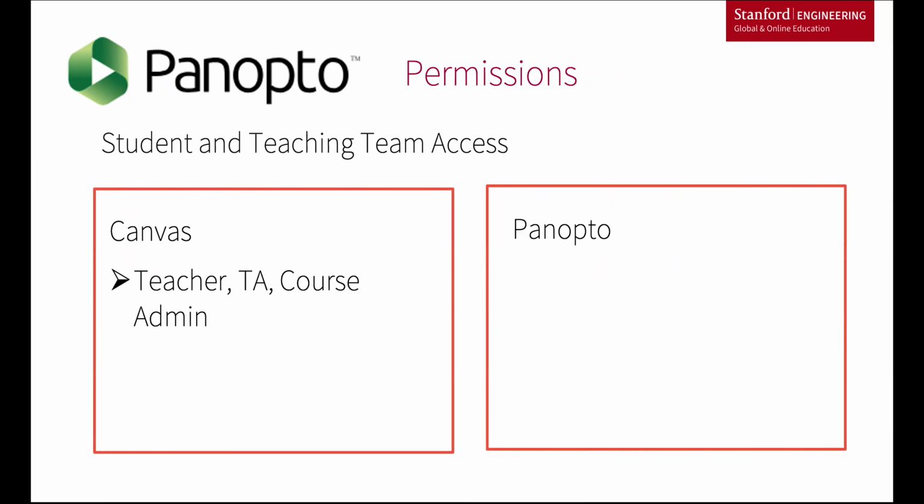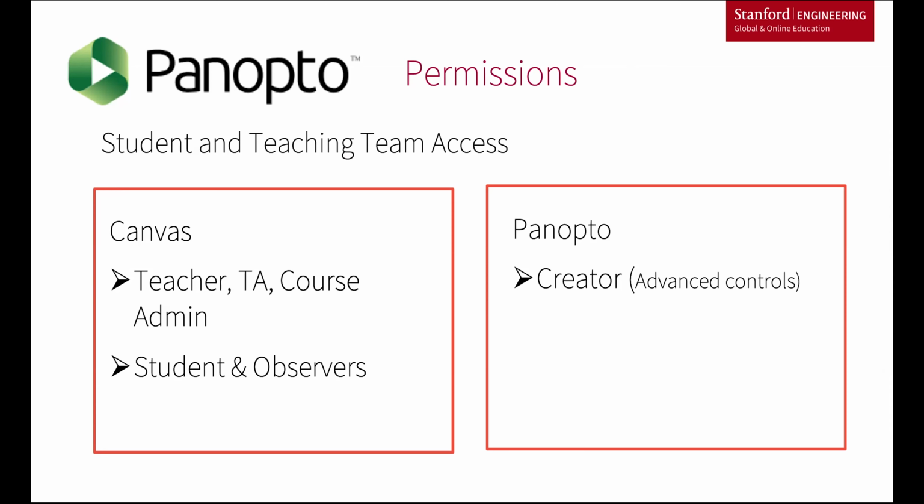Okay. So very quickly, for those of you who are not as familiar with how Panopto permissions work, I'll go over this very quickly. They're based off of Canvas roles. So anyone in Canvas with the role of teacher, TA, CA, or designer, which I forgot to add here, will be seen as a creator in Panopto. All that means is that you have access to advanced controls such as deleting, editing, publishing, etc. Students and observers are seen as viewers in Panopto. They only get access to watch the content you allow them to see.